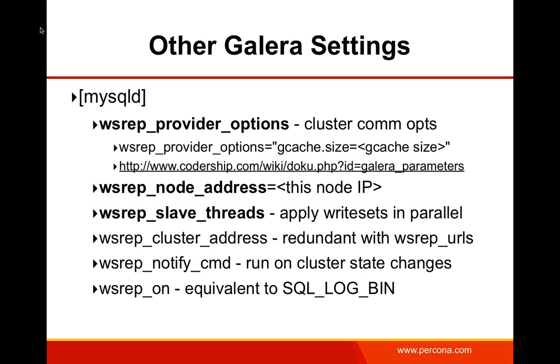And then WSRep on is kind of like the equivalent of SQL log bin. It gives you the ability to turn on and off replication at a given node for a session. I don't know of any practical production use for this yet, but it's a pretty handy way to break the cluster if you want to see what happens when inconsistencies exist between the nodes and you try to replicate across that. I used it for testing.